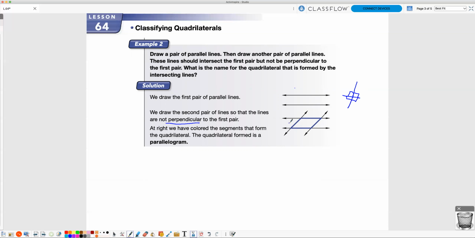At the right, we've colored the segments that form the quadrilateral. So you've got this blue color right here. That quadrilateral formed in this case would be considered a parallelogram because these angles here are equal and these angles are equal to each other, but it's not a special kind of parallelogram like a rectangle, where they're all 90-degree perpendicular intersections of lines. So this would be considered just a parallelogram. This shape right here is a parallelogram.